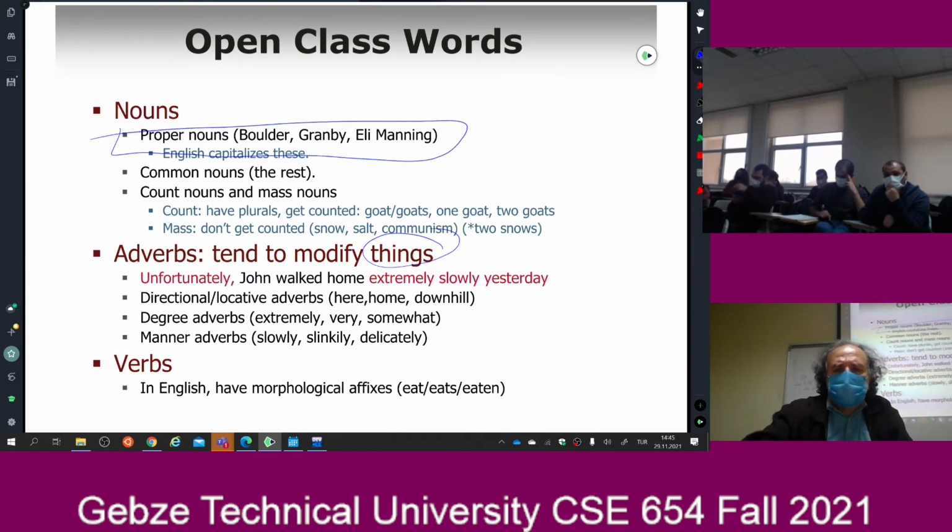Okay, is this yesterday? Yesterday is an adverb. It is modifying this walk, right? I walked yesterday. Yeah, etc. So, and we have the verbs.